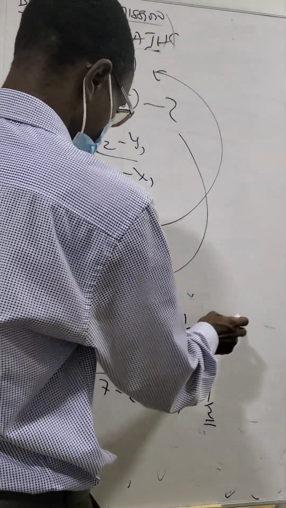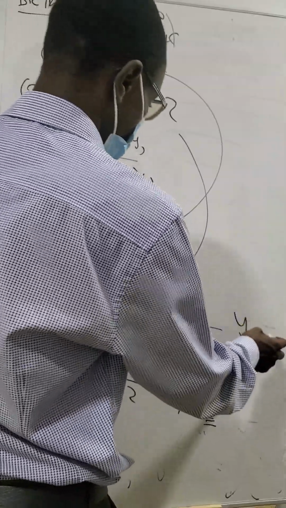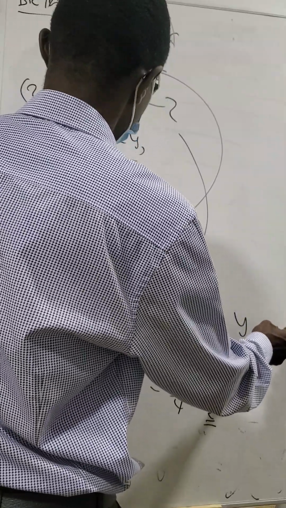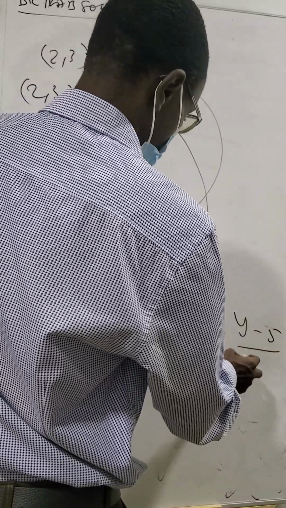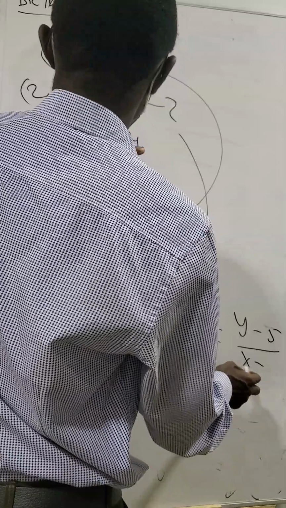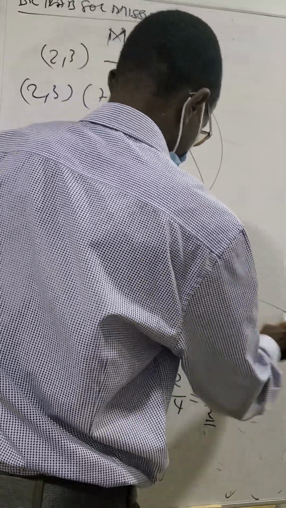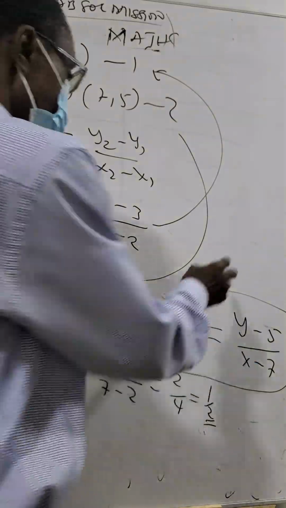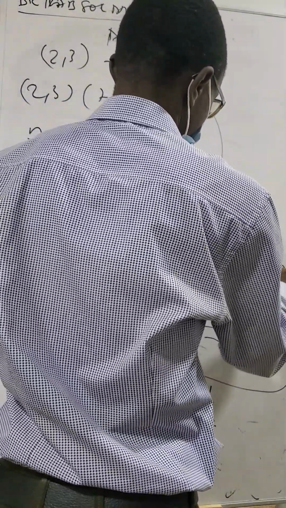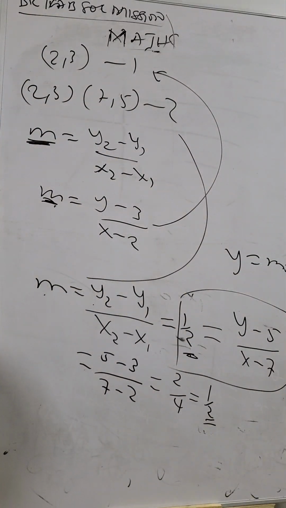So if m is equal to half, you can just say y minus any of the values, you can use either point, you can come up to the same answer. Let's say y minus 5, and x minus the corresponding x, which is 7. Then you work it out. If you do that, you get the y is equal to mx plus c equation. So that is that.